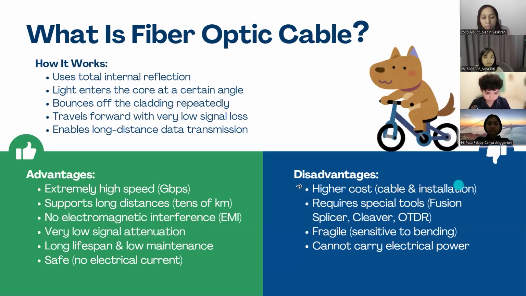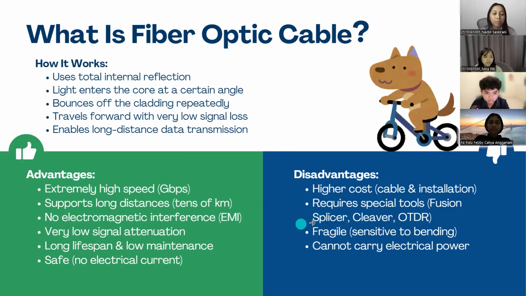Now, how does fiber optic cable work? It uses total internal reflection. The light enters the core at a certain angle and then bounces off the cladding repeatedly, traveling forward with low signal loss. It enables long-distance data transmission. The advantages of fiber optic cables are extremely high speed, gigabits per second, support for long distances like tens of kilometers, no electromagnetic interference, very low signal attenuation, long lifespan, and low maintenance.